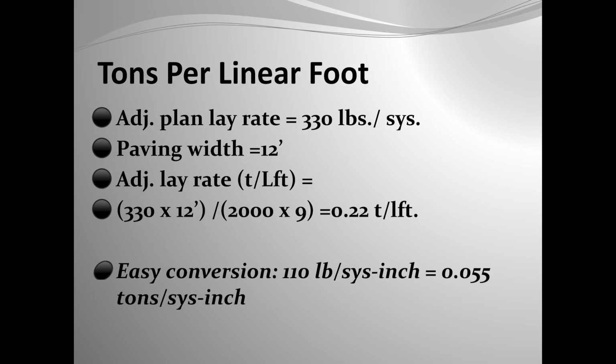And then the very last way, last equation to understand is looking at it as tons per linear foot. So in this case, they give you the adjusted lay rate, the paving width. By taking your adjusted lay rate and looking at 330 times 12 and then dividing that by 2,000, which is the number of pounds, times 9 to get it into linear foot instead of square feet. That's where you get 0.22. And that's what your tonnage is that you laid per linear foot. Are there any questions on any of those 3 calculations?